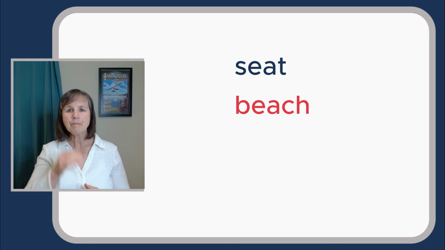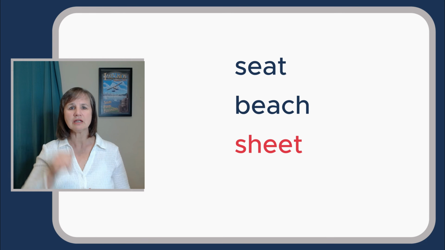In American English, that long E is not just a flat sound. It has length and it has melody. It's as if you're repeating the E sound or saying it twice, but on a different musical note. Seat, beach, sheet, peace. So the difference is not just short vowel versus long vowel. The difference is a relaxed, flat vowel versus a tense, longer, melodic vowel.